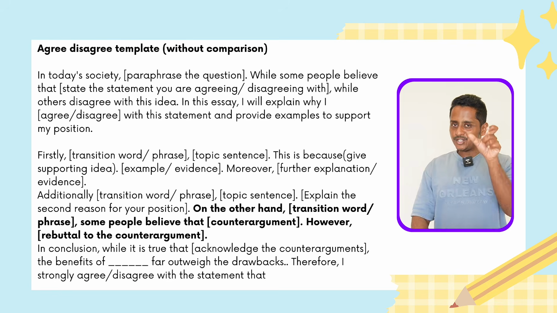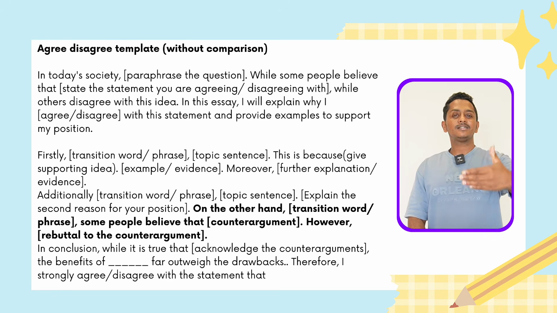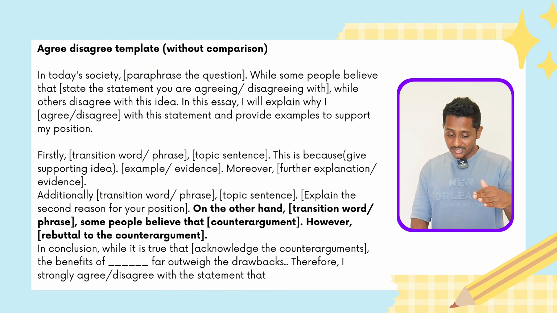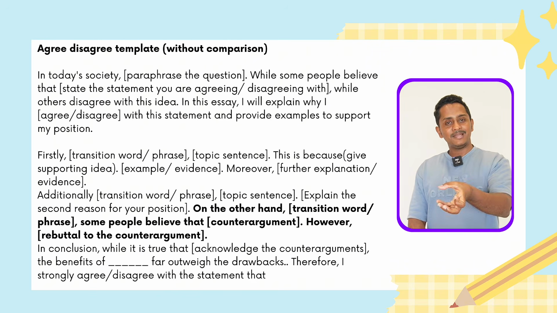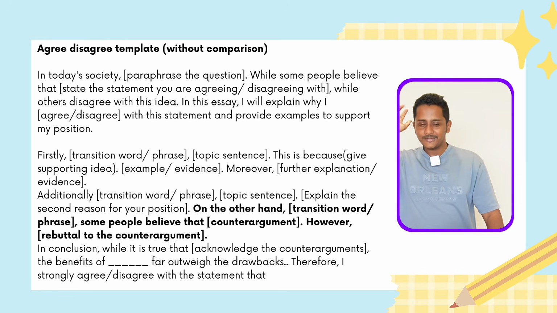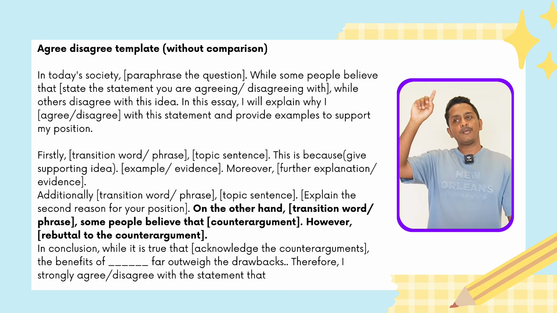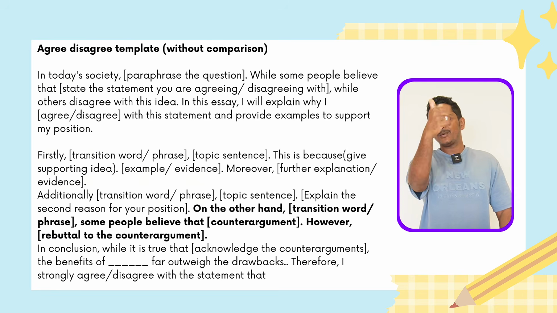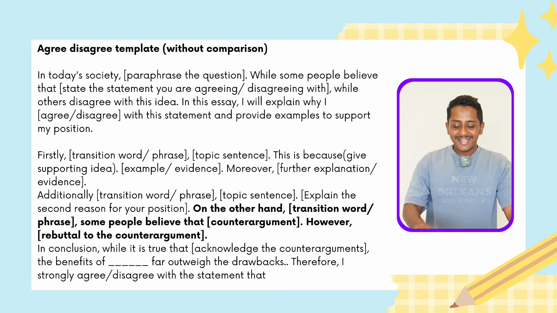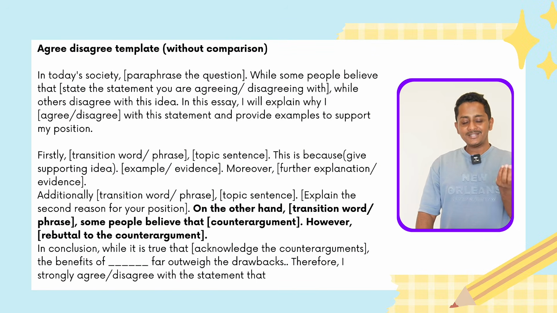The word is additionally, because with another idea, you're proving why you agree. You have to go with additionally. Main idea, explain the reason and example. After that, on the other hand, you have to talk about those people who disagree and why they think so and why it is 100% wrong. Getting it? Some people believe that counter argument and we have to show rebuttal to the counter argument.